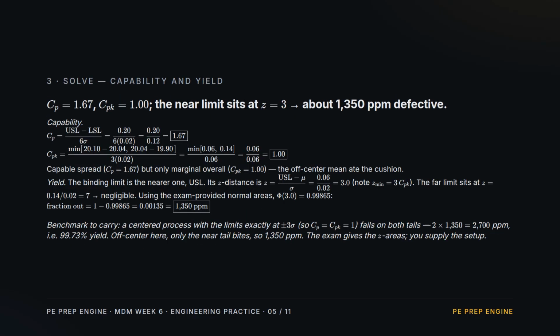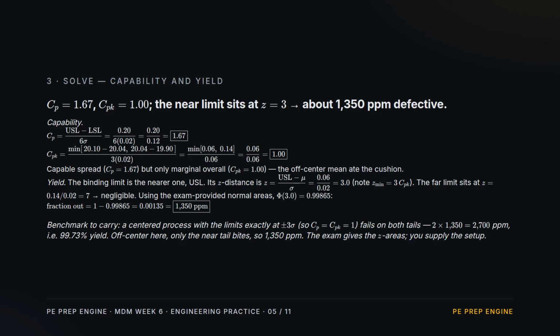Solve: capability and yield, same process. CP is the spec width over 6 sigma, which comes out to 1.67. The spread easily fits. But CPK takes the nearer limit, the upper one, over 3 sigma, and that lands at exactly 1.00. So the spread is capable, but the off-center mean dropped it to marginal.